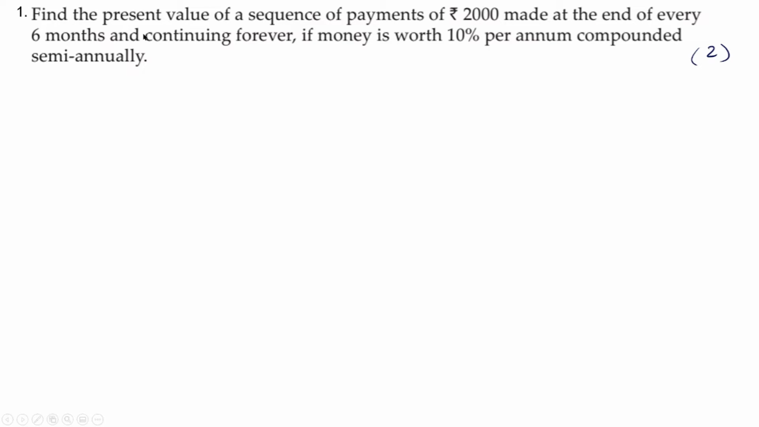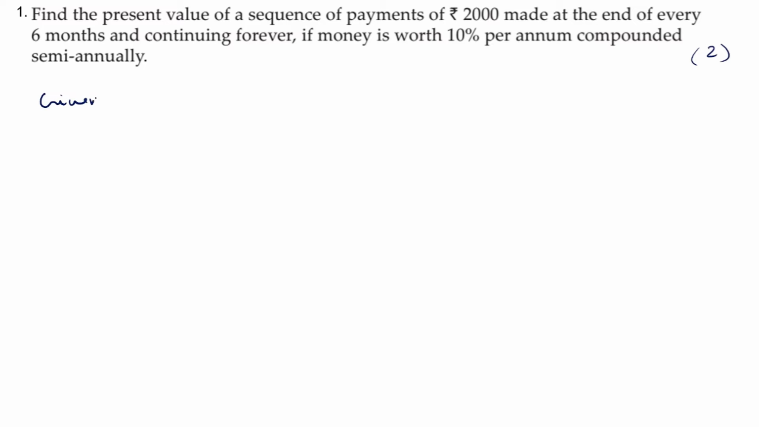So here we need to find the present value of a sequence of payments of rupees 2000 which is made at the end of every 6 months and it is continuing forever. So it means we have to find the present value of perpetuity of this rupees 2000 which is made at the end of every 6 months, and we have interest rate as 10% per annum which is compounded semi-annually.